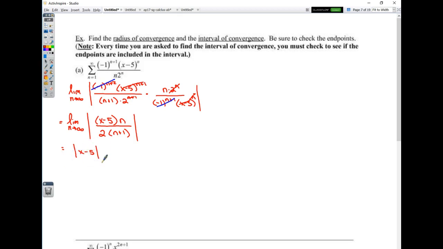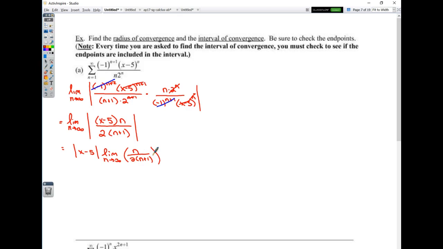Now, this is the reason why I couldn't drop the absolute value here. Because what if the x was negative 15? If the x were negative 15, that's suddenly a negative value. And I can't have a negative value in my ratio test. This just becomes n over 2 times n plus 1. Notice I've dropped the absolute value from my limit term now because it's a little bit easier. And we're using the ratio test.